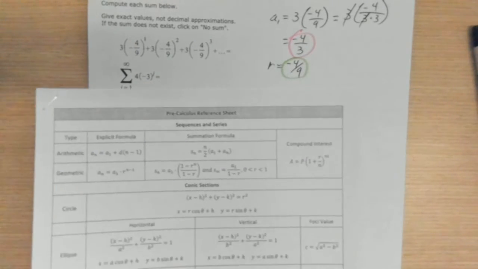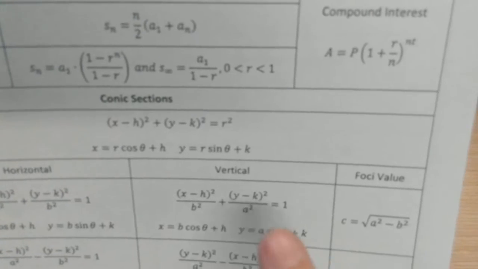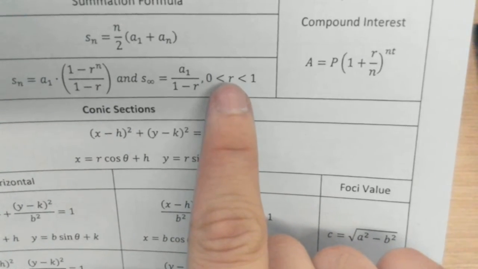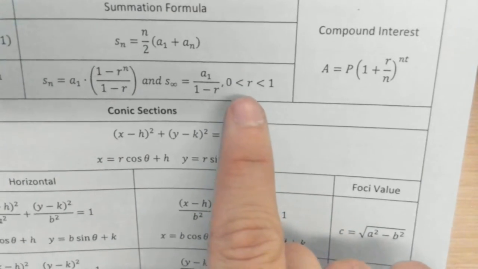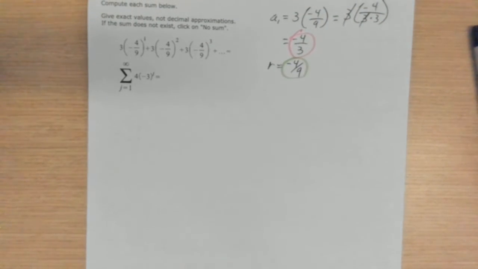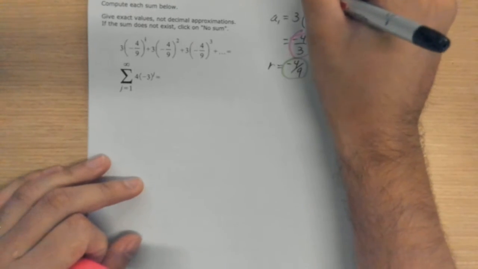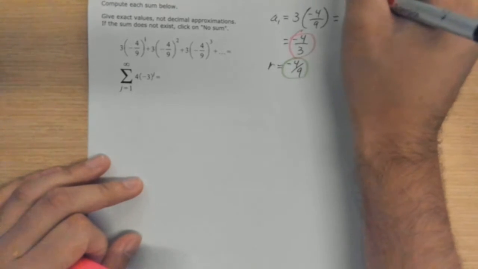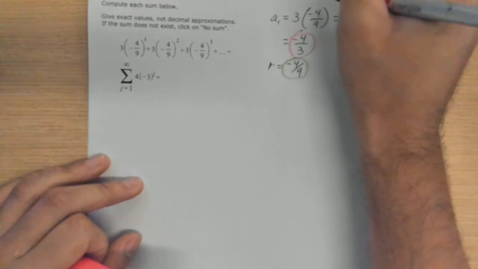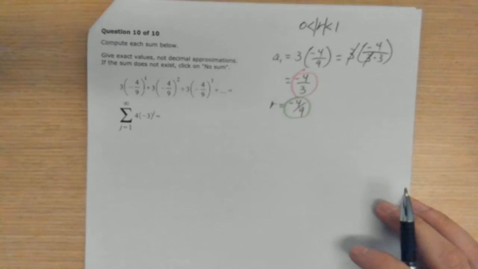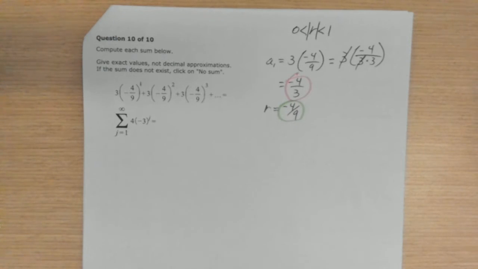Now, before I use the equation, let me talk about this second part over here. The common ratio has to be between 0 and 1. This is what this means, okay? So, this part of the equation, 0 less than r less than 1. Sorry, this is supposed to be the absolute value of r. The absolute value of r has to be a value between 0 and 1. Okay? So the question here is, is 4 ninths between 0 and 1?